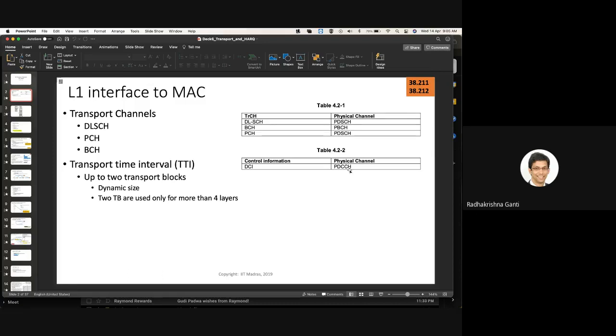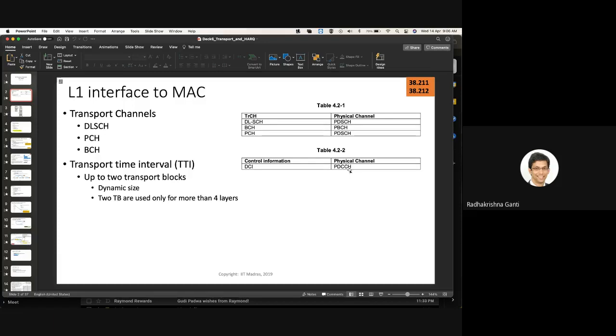These transport blocks are UE based. If at that time instant the base station is serving 3 UEs, each UE will have its own transport block that the base station transmits, and up to 2 transport blocks per TTI. TTI, the transmission time interval, you can think of as a slot, 0.5 milliseconds in 5G NR for 30 kilohertz subcarrier spacing. So a maximum of 2 transport blocks are allowed.